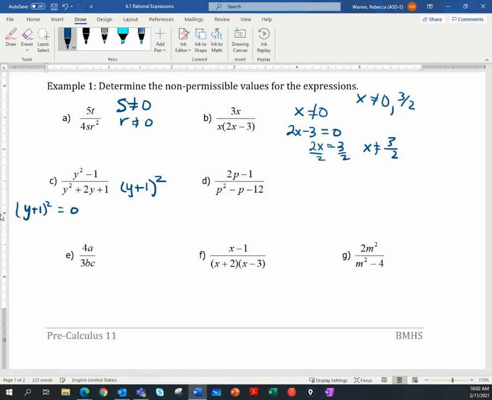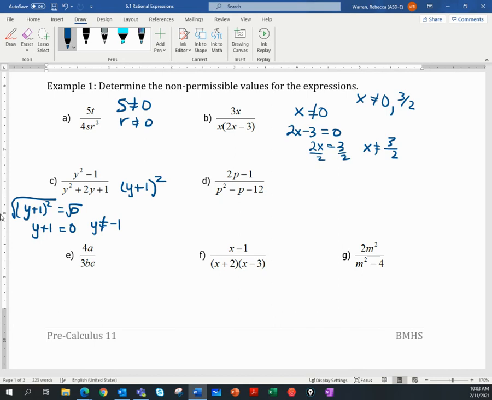And then solve. So in this case, I need to take the square root right away so I can get rid of that squared. And then that leaves me with y plus 1. Square root of 0 is 0. Bring the 1, sorry, to the other side, and you get y equals -1, which means that y can't equal -1. So we just write it like that.